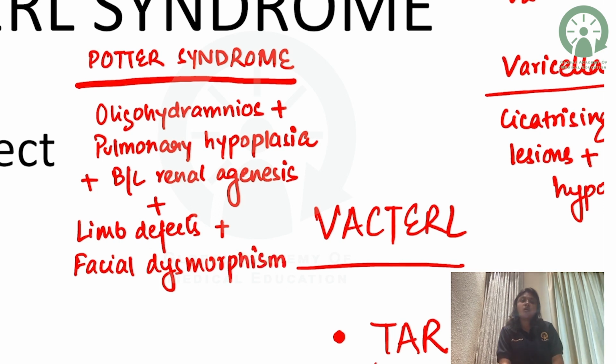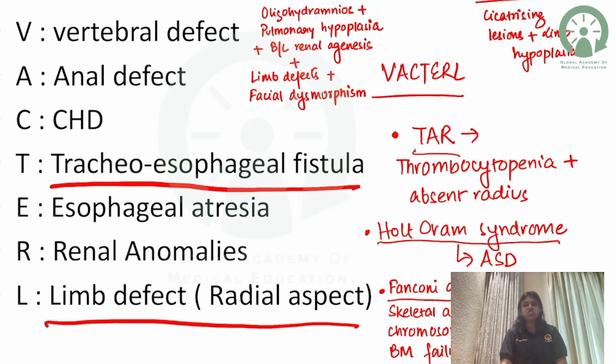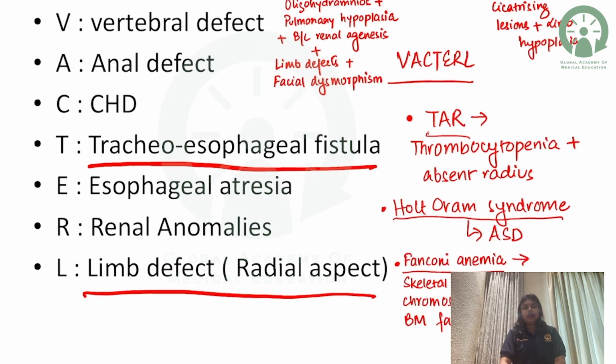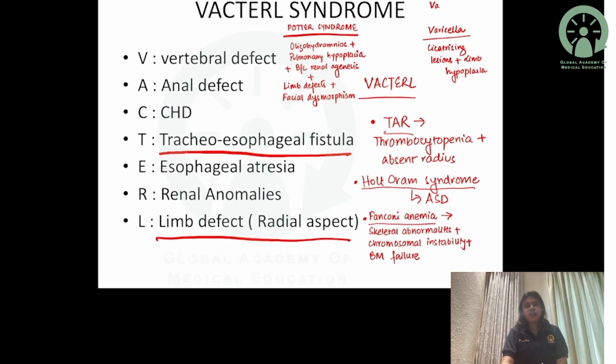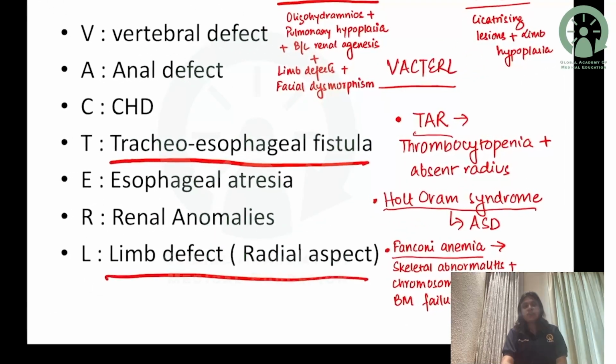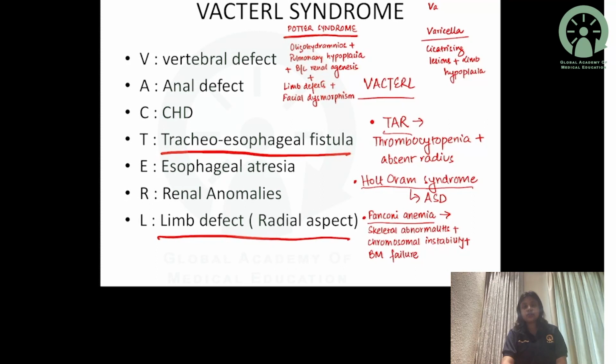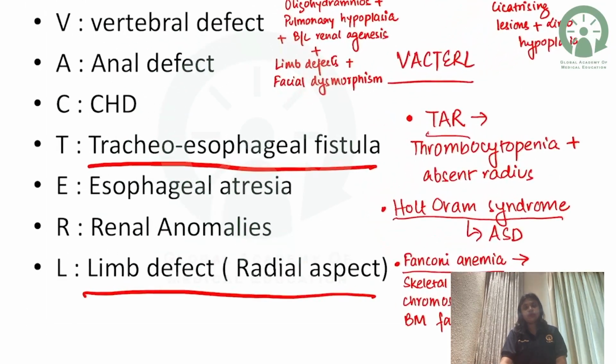The most common cause of death in Potter syndrome is pulmonary hypoplasia, and there is another condition where pulmonary hypoplasia plays a very poor prognostic role and is also the most common cause of death, that is congenital diaphragmatic hernia. In congenital diaphragmatic hernia, the most important prognostic factor is pulmonary hypoplasia, and that is also the most common cause of death. So these are the conditions associated with limb defects. We have VACTERL, Potter syndrome, varicella, thrombocytopenia absent radius syndrome, Holt-Oram syndrome, and Fanconi anemia. Okay.